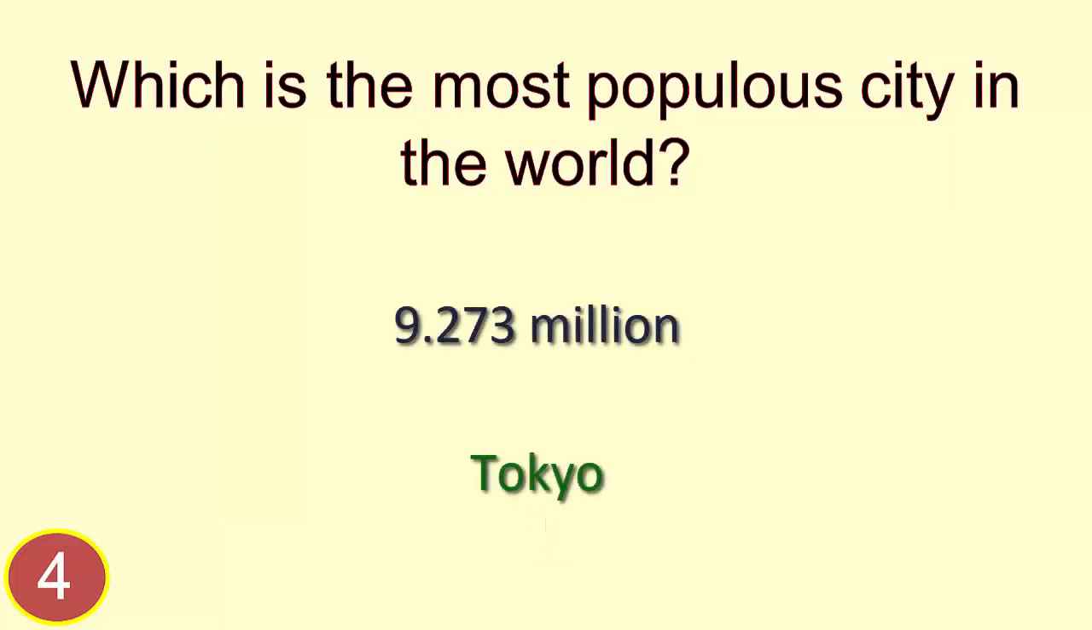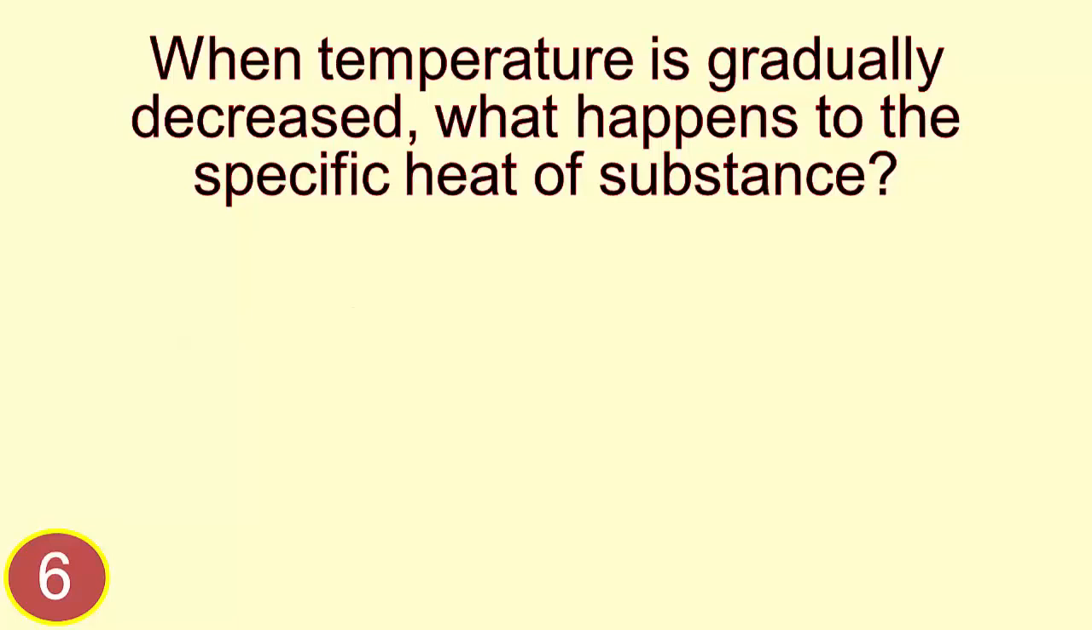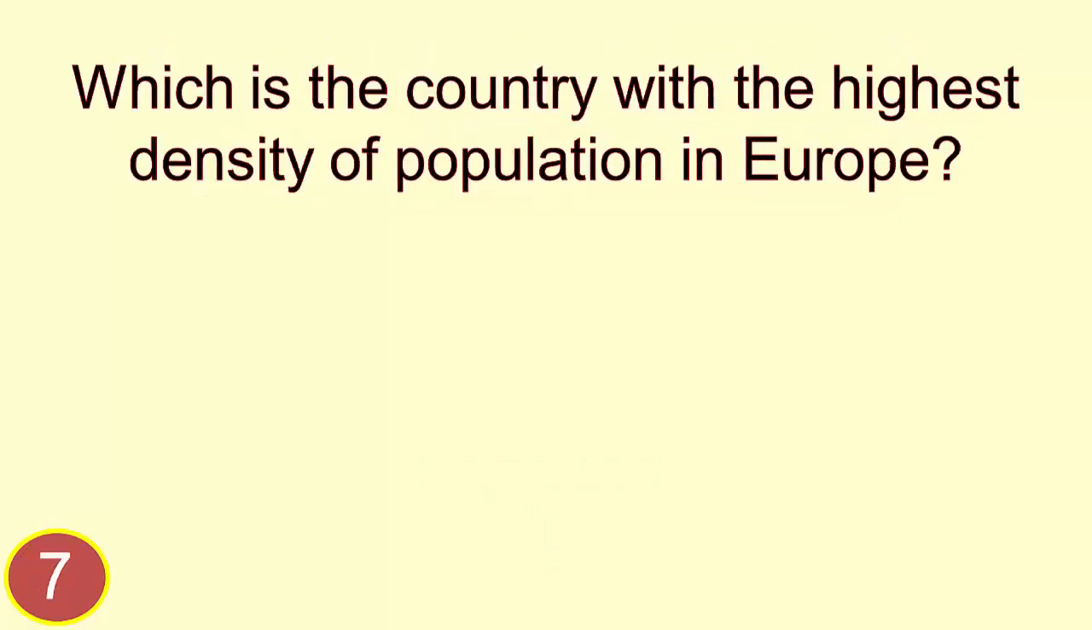Answer is Tokyo. Which country has the briefest constitution in the world? Answer is USA, which includes 4,400 words. When temperature is gradually decreased, what happens to the specific heat of a substance? Answer is decreased. Which is the country with the highest density of population in Europe?